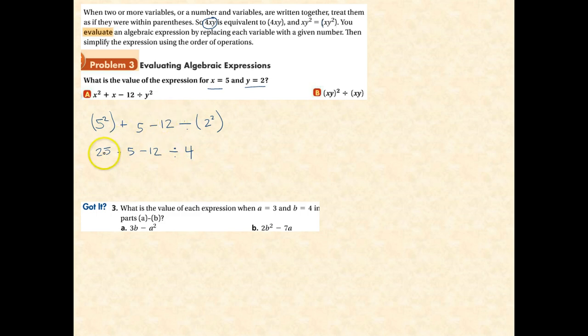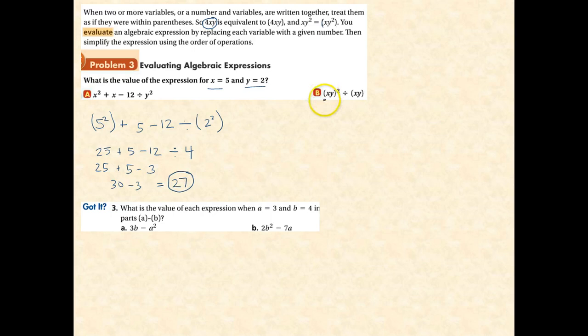I did my powers. Now I can do multiplication and division. I've only got division. So 25 plus 5 minus 12 divided by 4 is 3. And now I do 25 plus 5 and then minus 3. 25 plus 5 is 30, and 30 minus 3 equals 27.